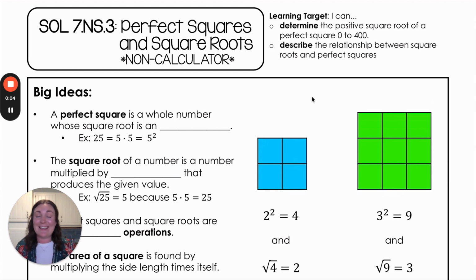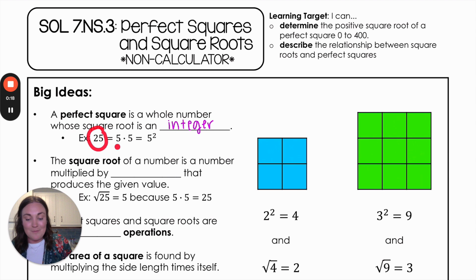So what is a perfect square? Well, it's a whole number whose square root is an integer. So those are numbers like 1, 3, 10, right? They're just not fractions or decimals. So for example, down here, 25 is a perfect square because 5 times 5 gives us 25.